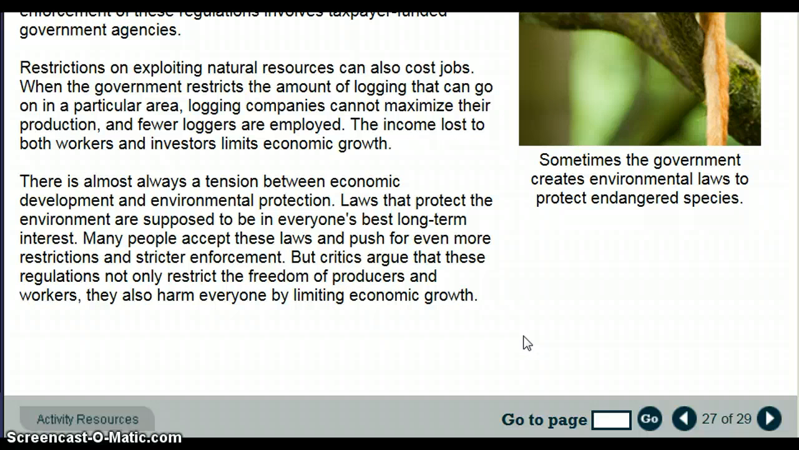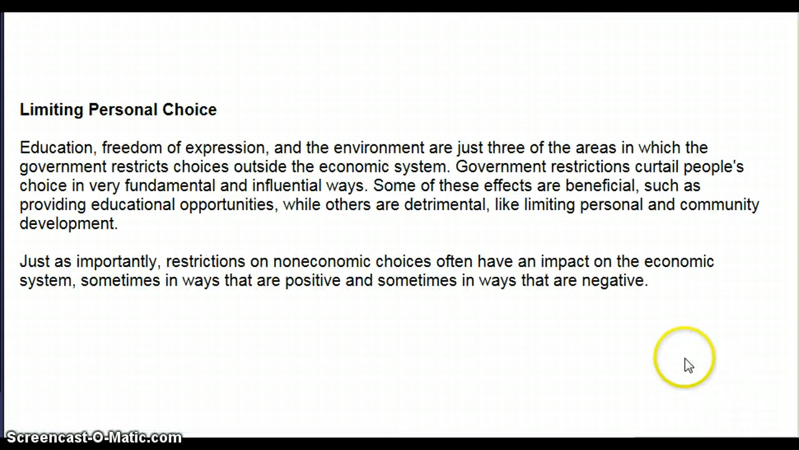There is almost always a tension between economic development and environmental protection. Laws that protect the environment are supposed to be in everyone's best long-term interest. Many people accept these laws and push for even more restrictions and stricter enforcement. But critics argue that these regulations not only restrict the freedom of producers and workers, they also harm everyone by limiting economic growth.